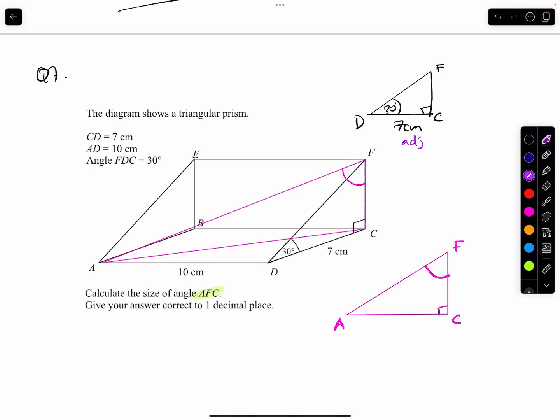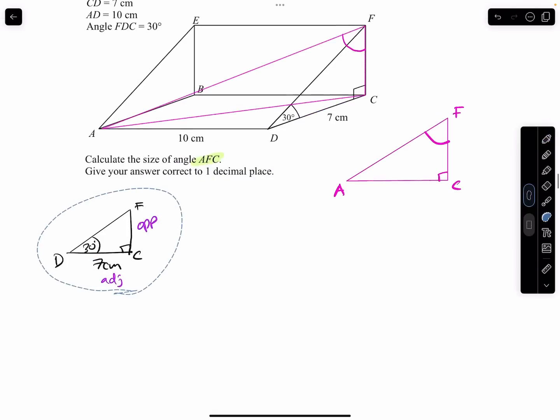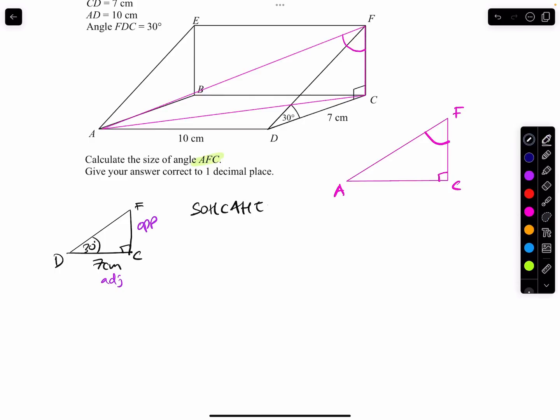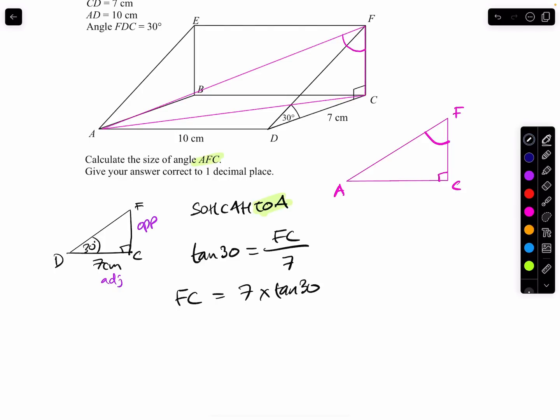We're looking for the opposite side, our x, and we can now use, let's do it down here, we've got more room. We can now use SOHCAHTOA to do this. So we have opposite, and adjacent means tan. So that's going to be tan 30 is equal to opposite, which is FC, over the adjacent, which is 7. If we rearrange that in terms of FC, we get 7 times tan 30. Reach for our calculator, 7 times tan 30.